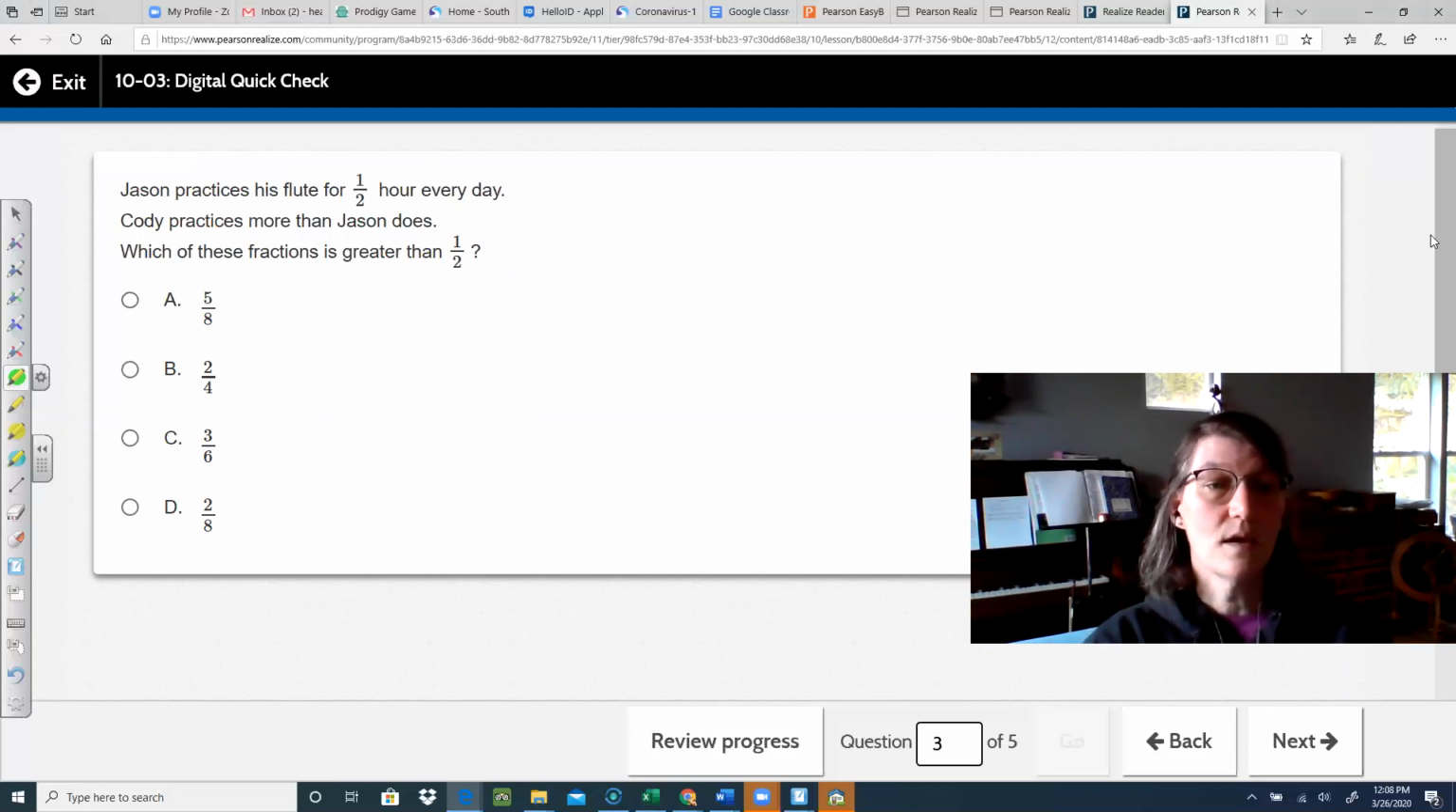5/8 for A, 2/4 for B, 3/6 for C, 2/8 for D. Now remember, you want it greater than half, not equal to half. And there's only one correct answer on this one.